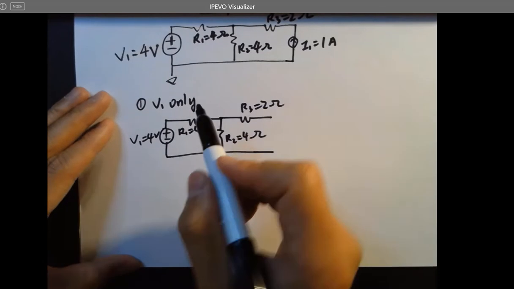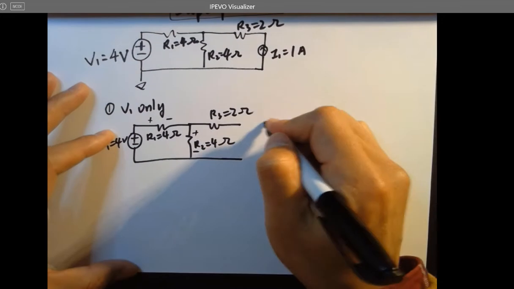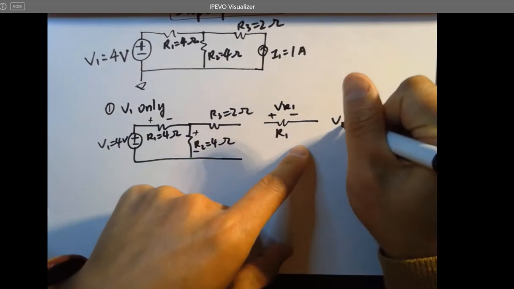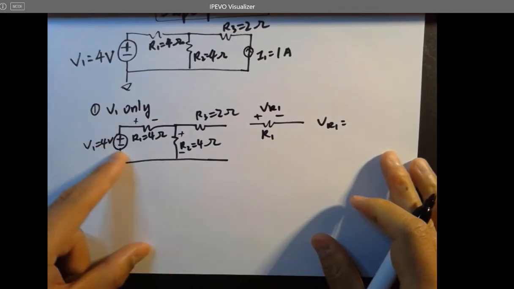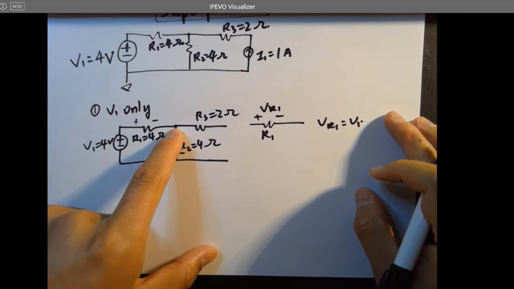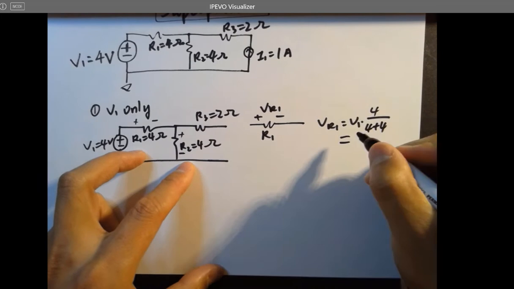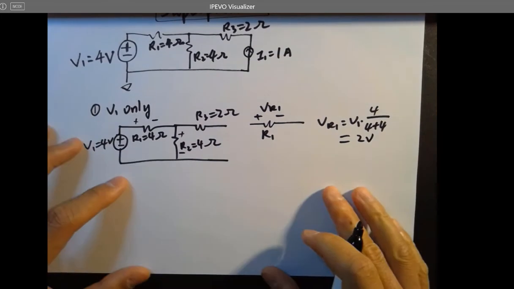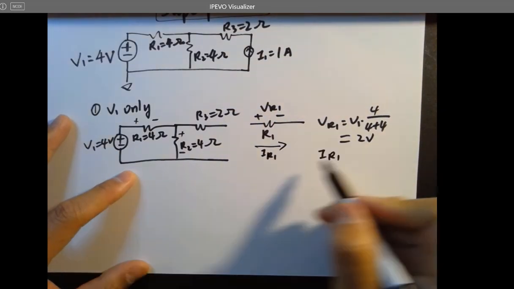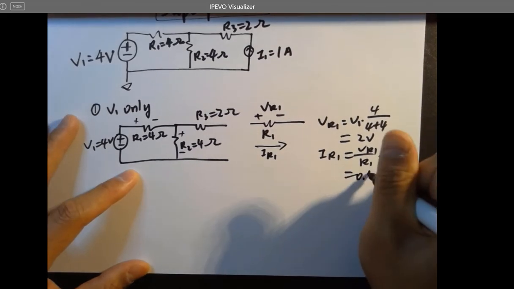It's pretty simple because if we define the polarity of these two like this, plus minus, then for example the voltage over here we call VR1. So VR1 equals what? In this circuit, it's a voltage divider, right? It's actually V1 times 4 ohms over 4 plus 4, so it's just half of 4 volts, which is 2 volts. That's VR1. So what is IR1? We define IR1 like this. IR1 equals VR1 over R1, which is 2 volts over 4 ohms, which is 0.5 amps.